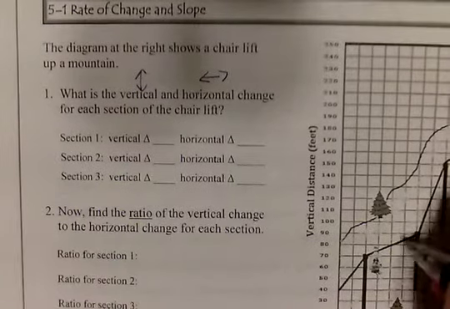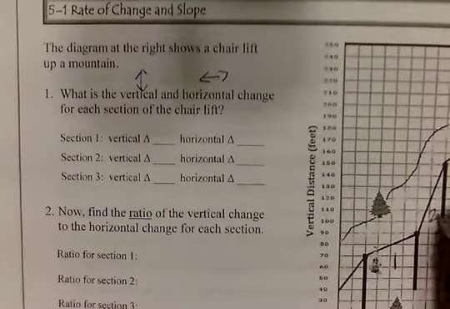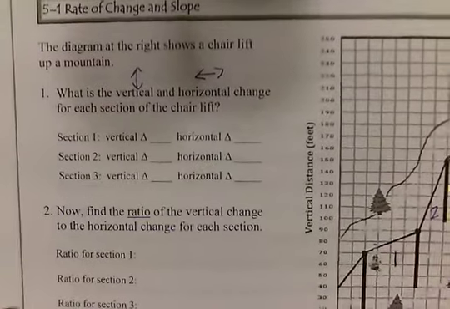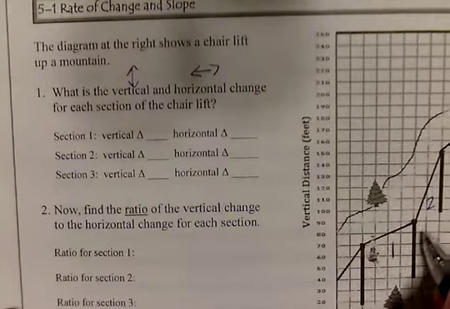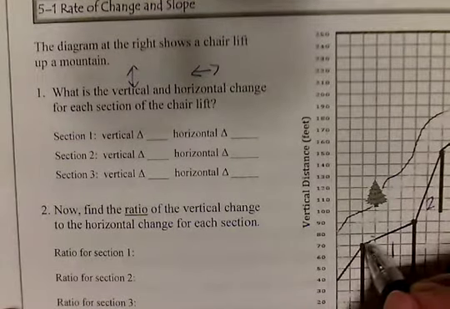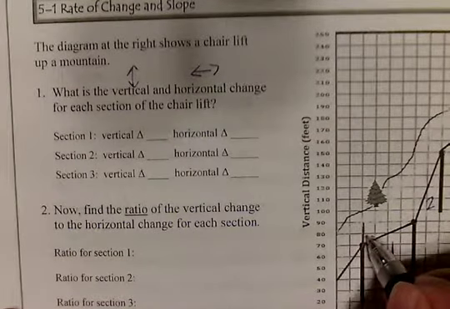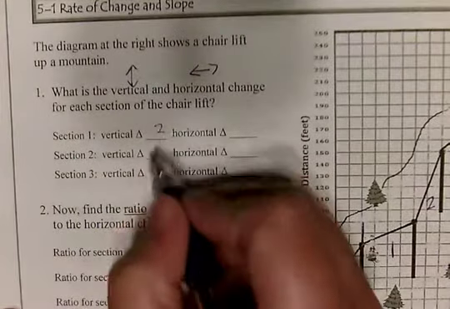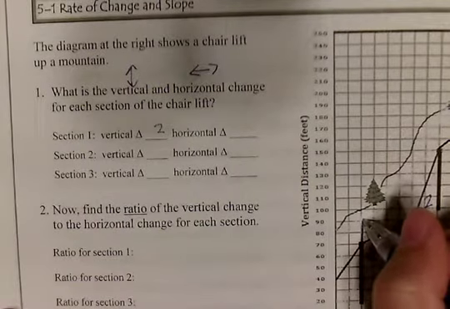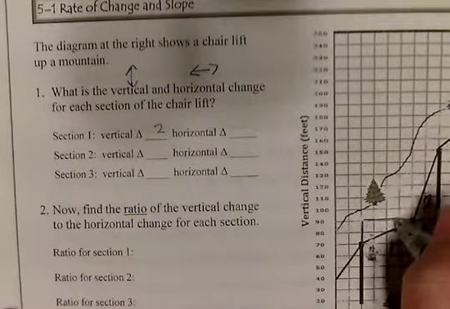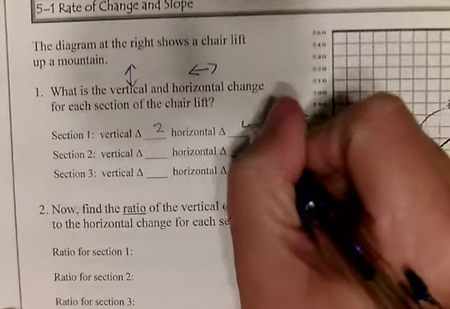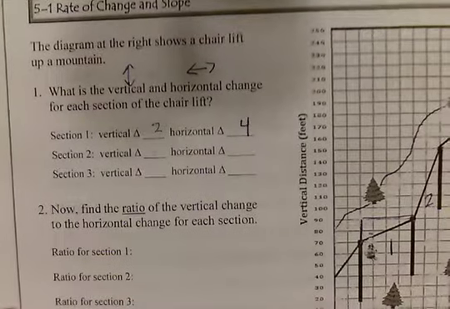So we have section 1, section 2, and section 3. The vertical change, remember, is how far it goes up. So from this point to this point here, it goes up 2. 1, 2. That's our vertical change. And then the horizontal change, it goes over 1, 2, 3, 4. So the horizontal change is 4.